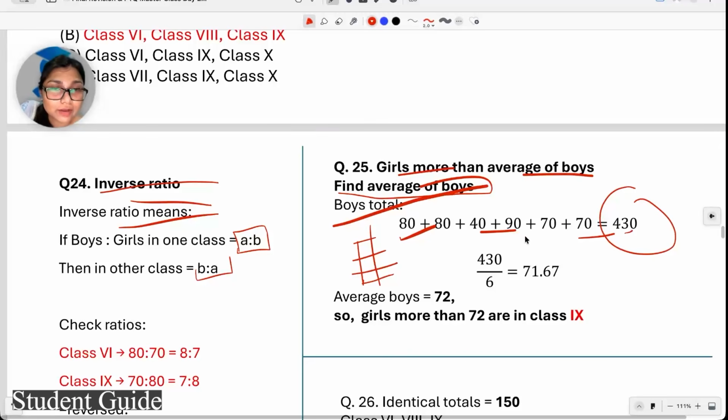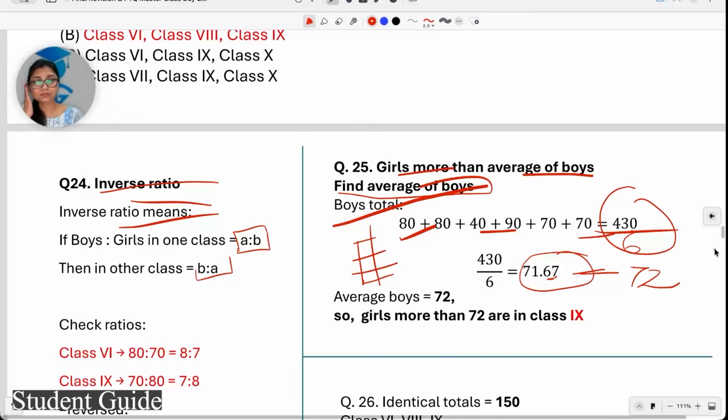Now you already know that there are 6 classes. So divide this 430 by 6 and you will get the average. Now you can round it, as it is 71.6, so you can round it up as 72. Now, as you have got this as the boys average, what do you need to find?